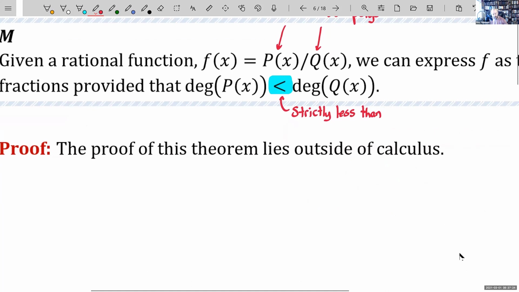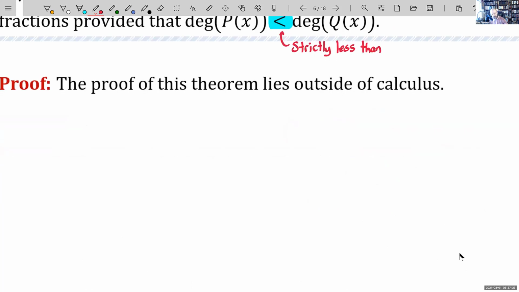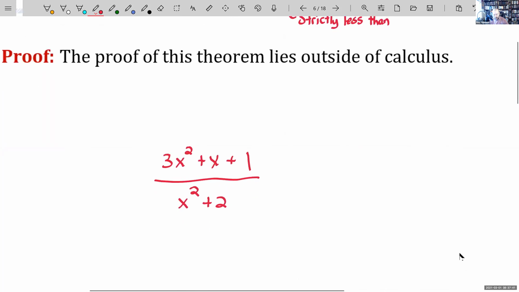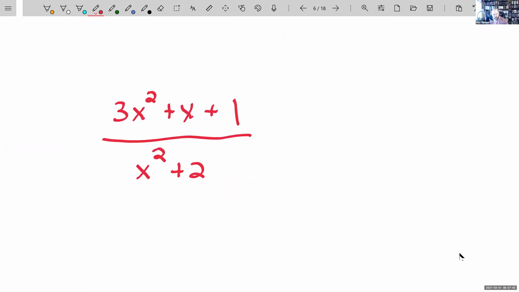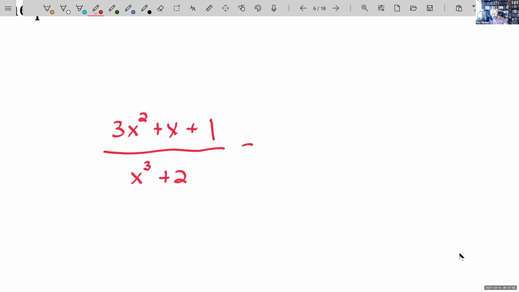So you cannot break a polynomial or rational function down if you have something like 3x squared plus x plus 1 divided by x squared plus 2. You can't break that. That is not what this theorem will let you do. This theorem is saying that a polynomial fraction can be broken into smaller subfractions if the degree of the numerator is strictly less than the degree of the denominator. If that's the case, then it can actually be broken into subfractions.